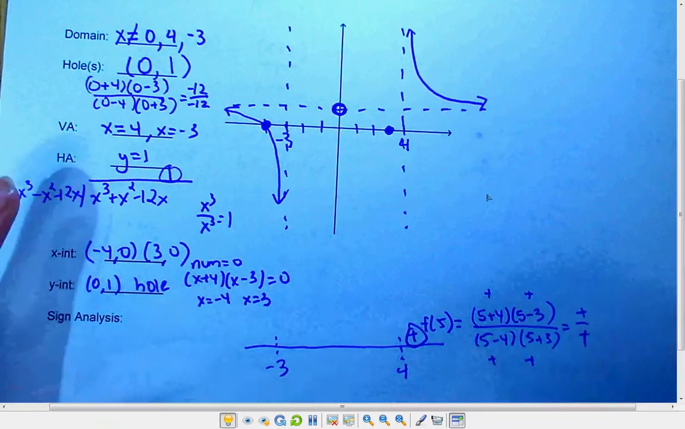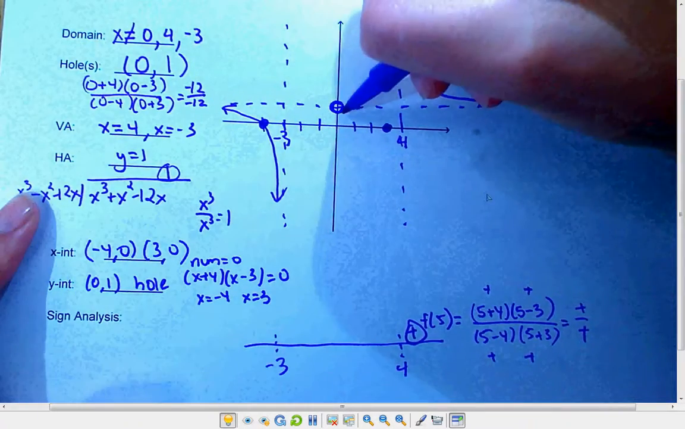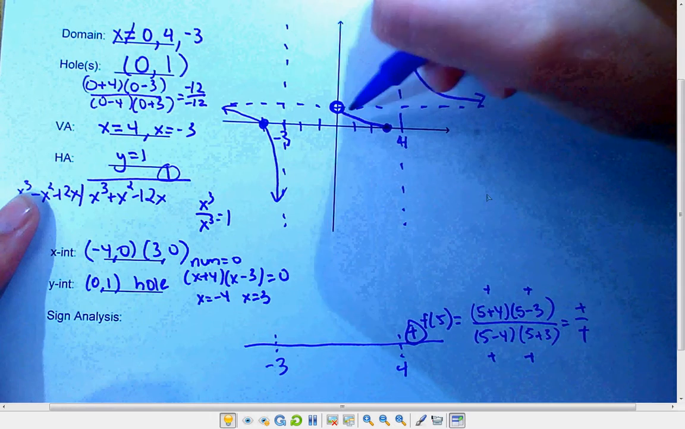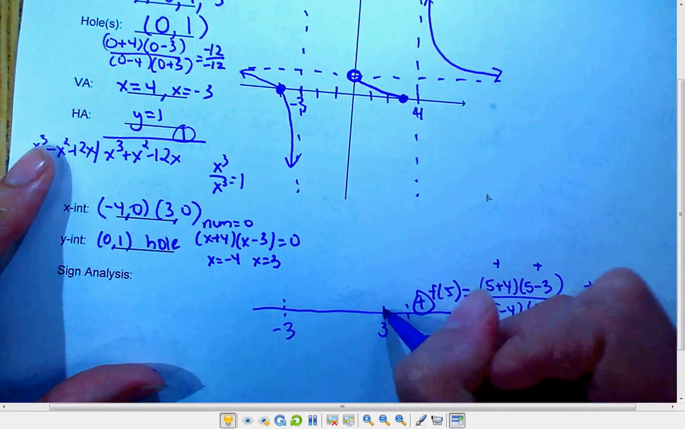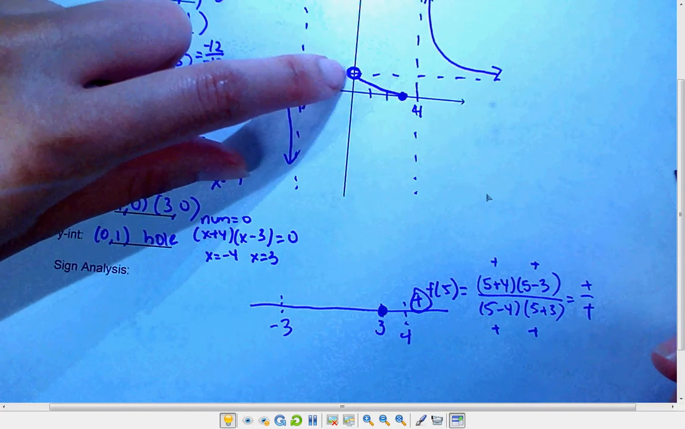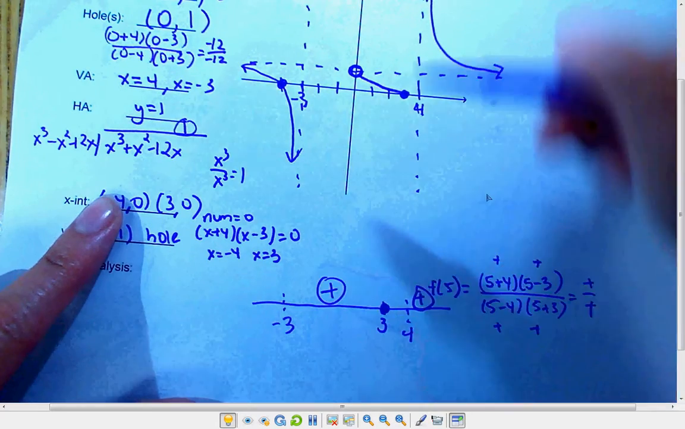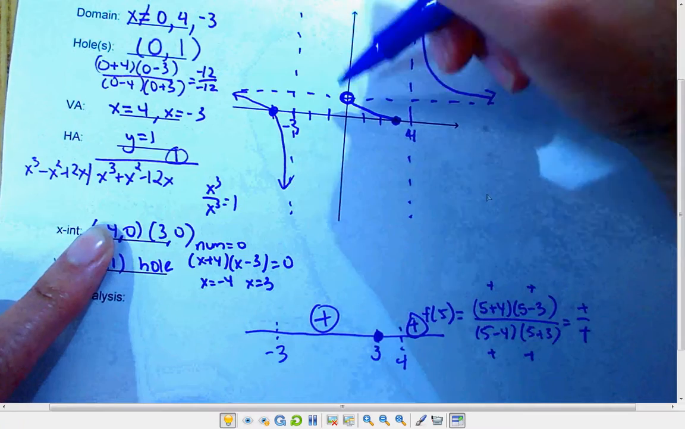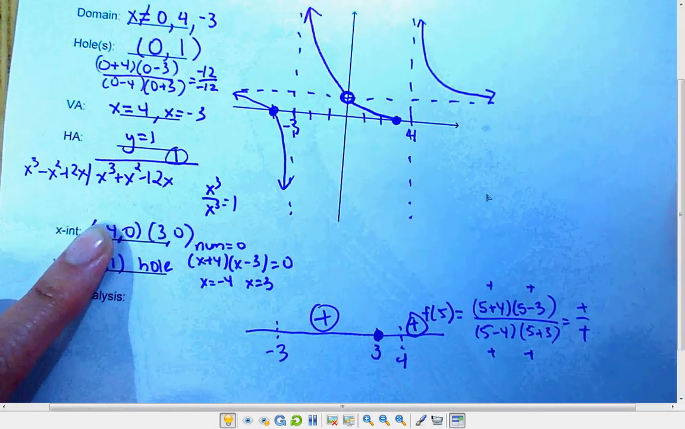And now for the middle part, we know that these two points have to connect. So let's draw a line connecting these two. So here's my x-intercept at 3. Because of this point right here, this 0, 1, I know that this section is going to be positive because that 1 is above the x-axis. So the rest of this should be going up as well.